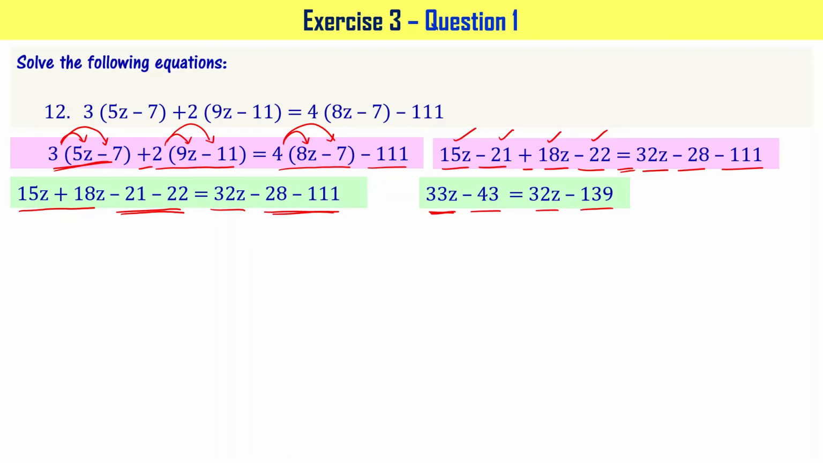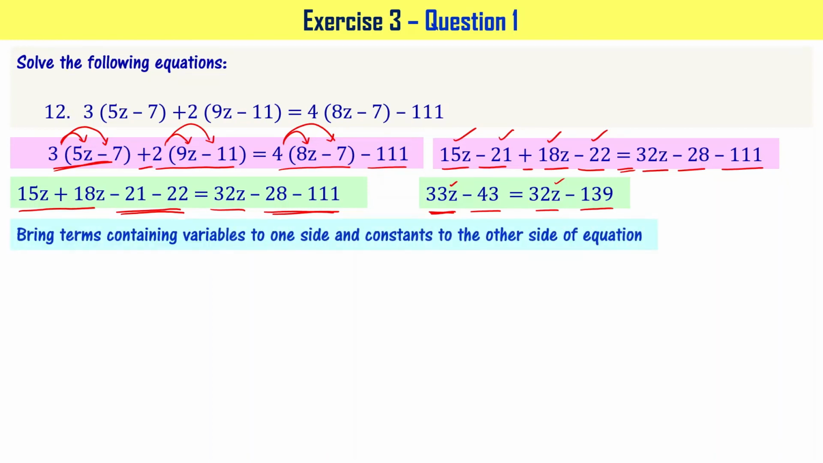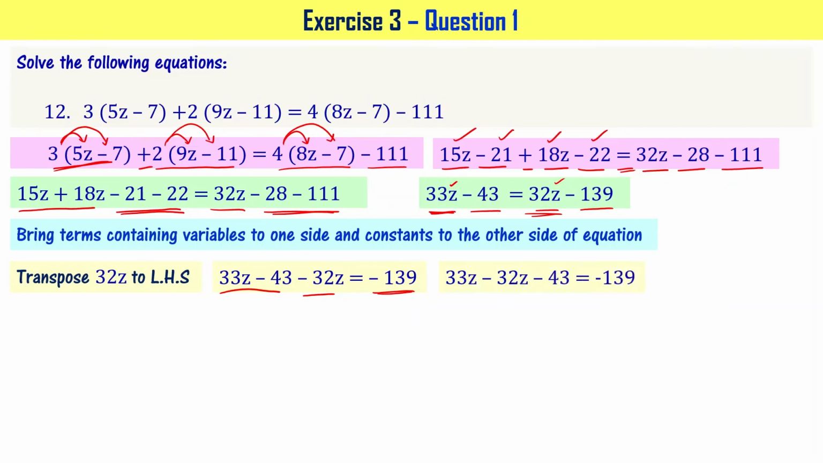This is a linear equation in one variable with variable on both the sides, right? Let us solve this by bringing terms containing variable to one side and the constant to the other side. For that, I can bring this 32z to LHS, right? When I do that, the equation becomes 33z minus 43 minus 32z equal to minus 139, right? Let me rearrange LHS of this equation such that I can write it as 33z minus 32z minus 43 equal to minus 139.